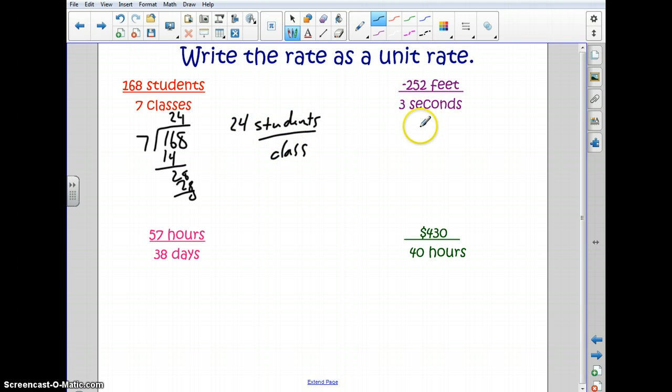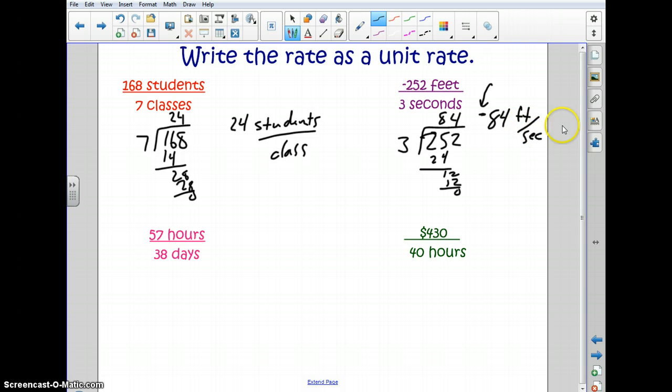This one here, same thing, negative 252. I can just write 252 divided by 3. So I'd get 84, negative 84, because I have a negative divided by positive, so it's negative 84 feet per second.